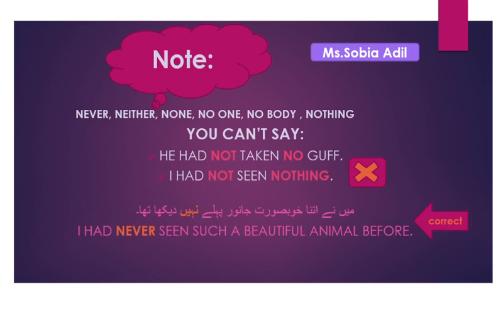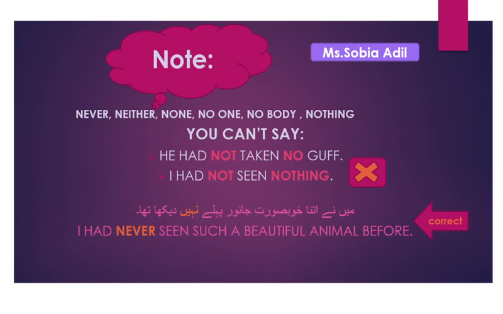So students, you need to keep in mind that if you are using negative words like never, neither, none, no one, nobody or nothing in any sentence, you cannot use not again in the same sentence, right? For example, I have given here two examples. He had not taken no guff. And, I had not seen nothing. In the first sentence, we have used not and no, both words together in the same sentence. In the second one, nothing is already available in that sentence, so you need not use not again in the same sentence, right?